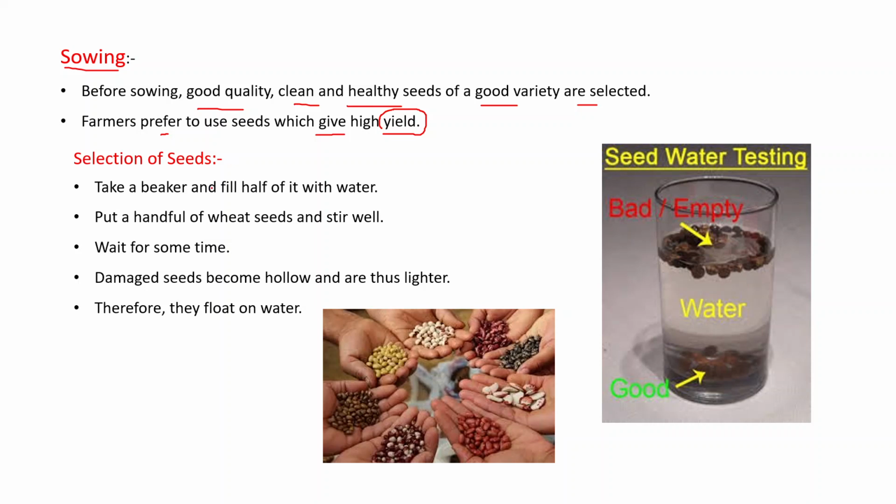At your home, we have one simple method. How can we select the seeds? Take a beaker and fill half of it with water and put a handful of wheat seeds and stir well. Wait for some time. Damaged seeds become hollow and are thus lighter, therefore they float on water.